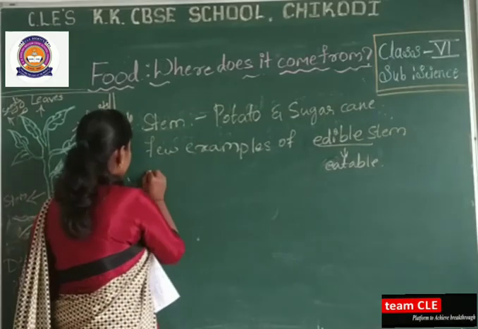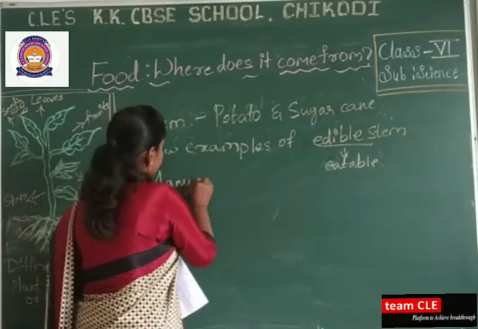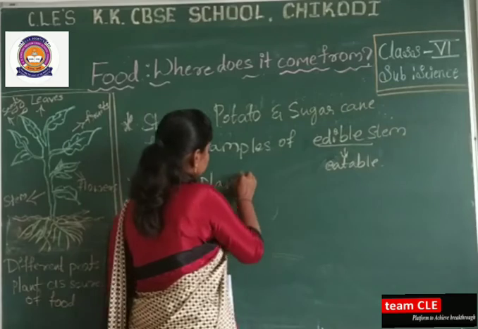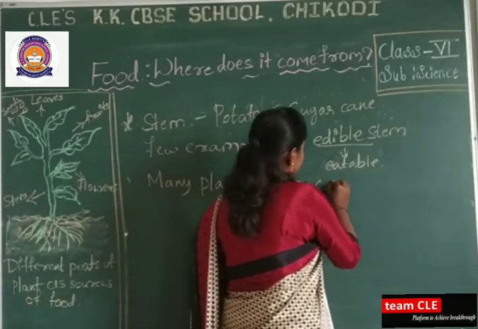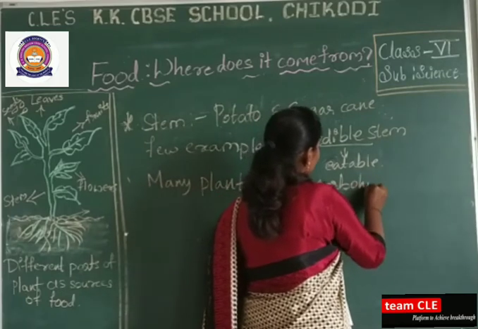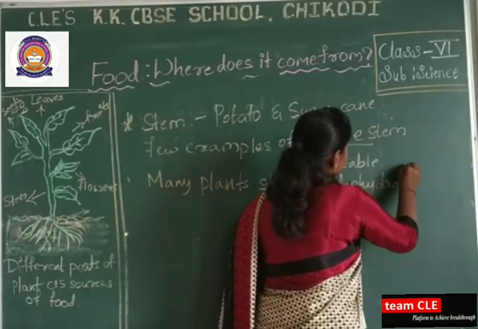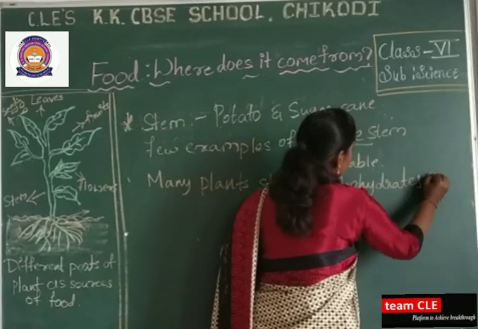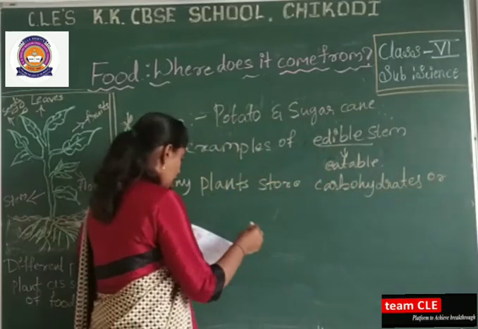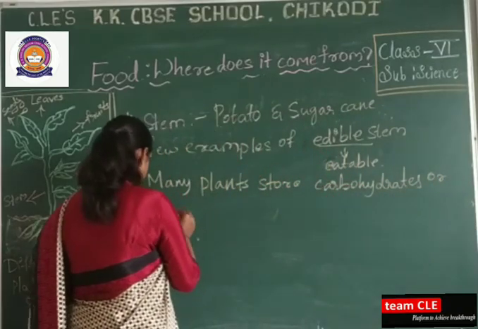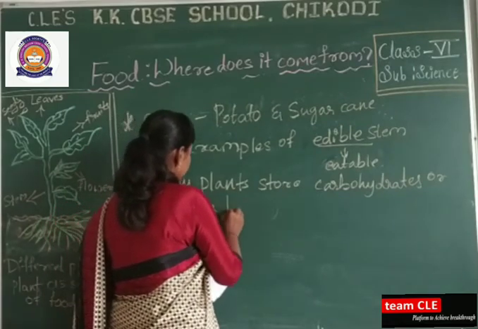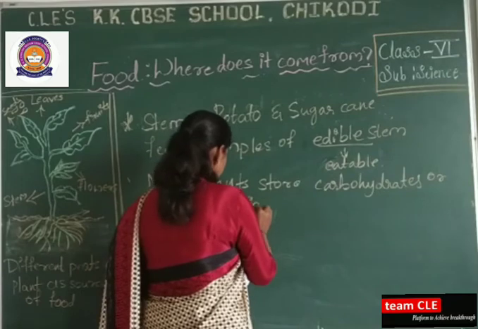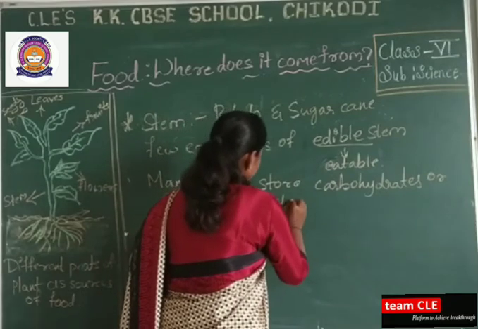Many plants store carbohydrates. You know what is carbohydrates? Carbohydrates or fats in their stem part. In which part will they store? In their stem part.